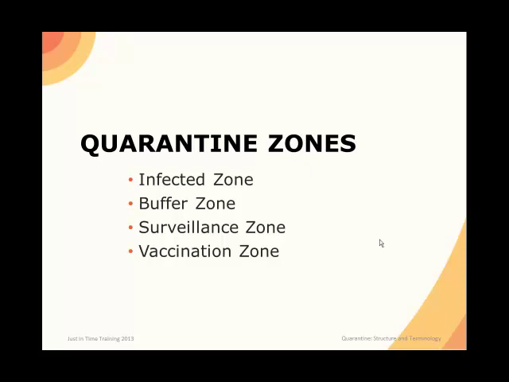Quarantine zone designations that will be used during an animal disease emergency include the infected zone, buffer zone, surveillance zone, and vaccination zone. The size of these zones will be determined by many factors, including jurisdictional areas, physical boundaries, disease epidemiology, the environmental factors, including climate, and characteristics of the premises within the particular zone.